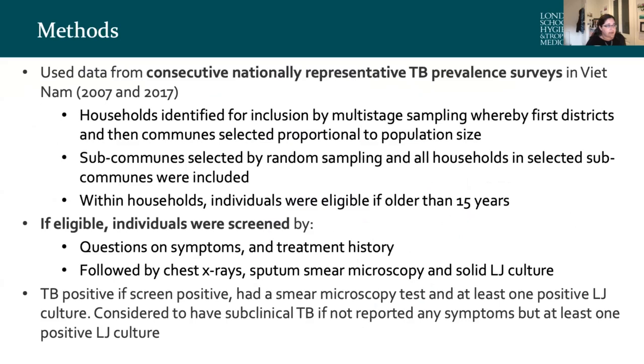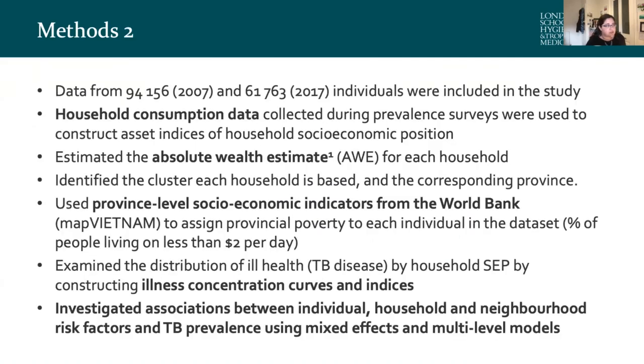Okay, just very quickly on our methods, we used data from these consecutive prevalence surveys. Eligible individuals were screened by household surveys, and eligible individuals were screened for TB. If they were found to be screen positive, they would receive additional TB diagnostics. Data from 94,000 and 61,000 individuals were included in the study.